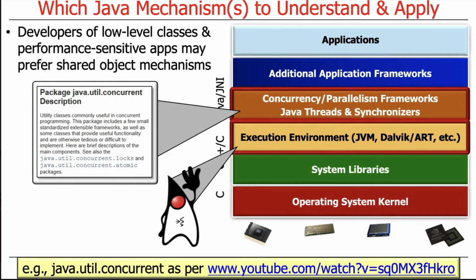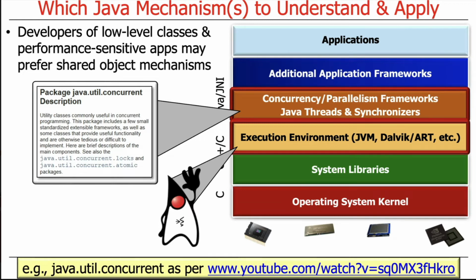So if you're trying to build low-level stuff, let's say you're trying to build performance-sensitive apps, like maybe a gaming platform might be a good example of a performance-sensitive app, or something that's going to be doing processing of data in a hospital environment where you need to get answers quickly because lives could be at stake and so on and so forth. So you might prefer to use the really low-level shared object mechanisms available in the package Java Util Concurrent, and more specifically, Java Util Concurrent locks. So reentrant locks, semaphores, things like condition objects, stamped locks, and so on and so forth.